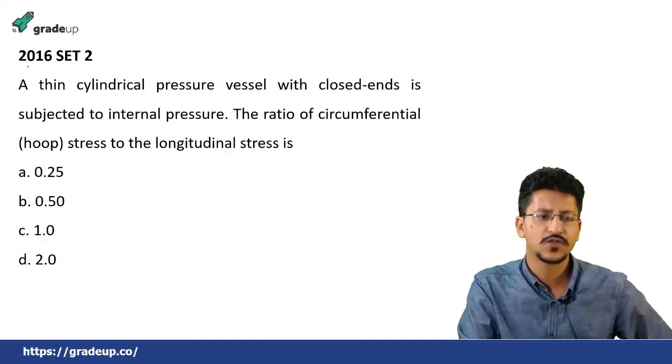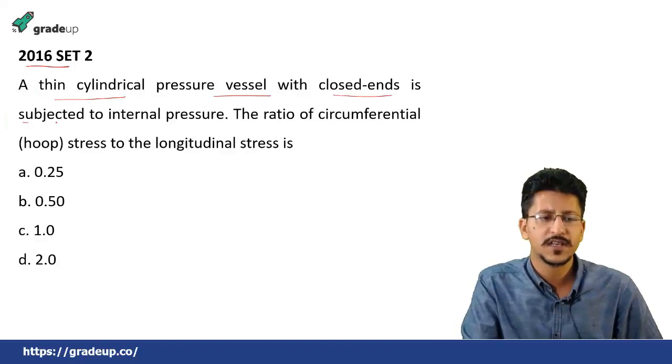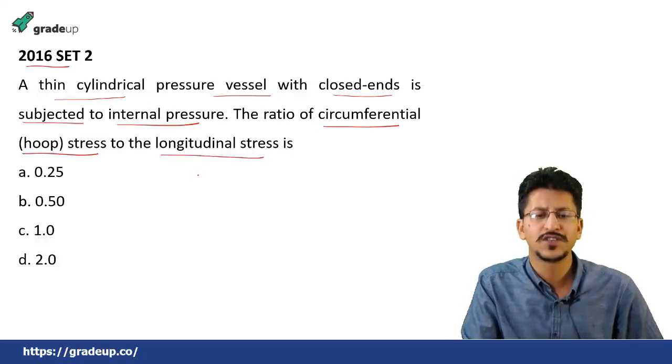Question asked in 2016 set 2. A thin cylindrical pressure vessel with closed ends is subjected to internal pressure. Okay, this is the condition. Then the ratio of circumferential or hoop stress to longitudinal stress is.